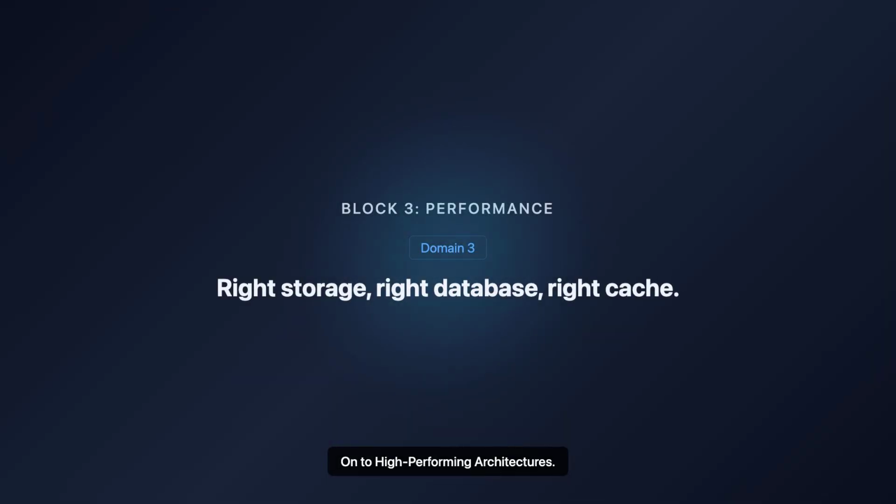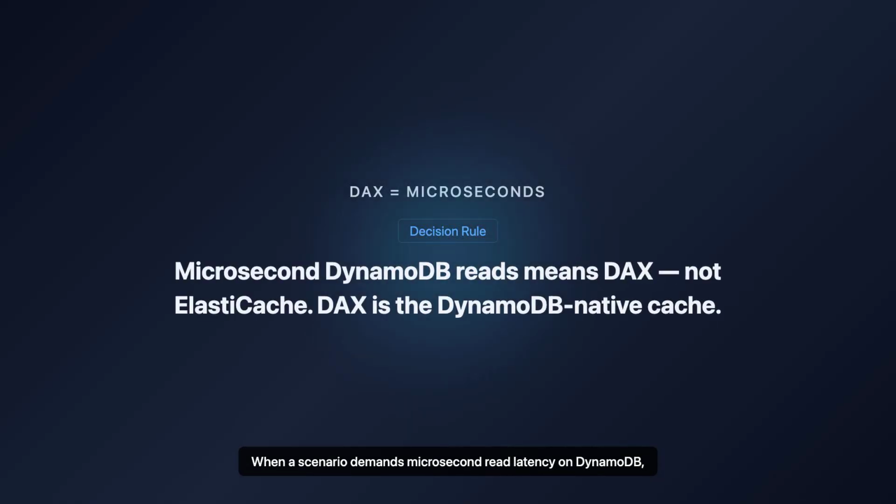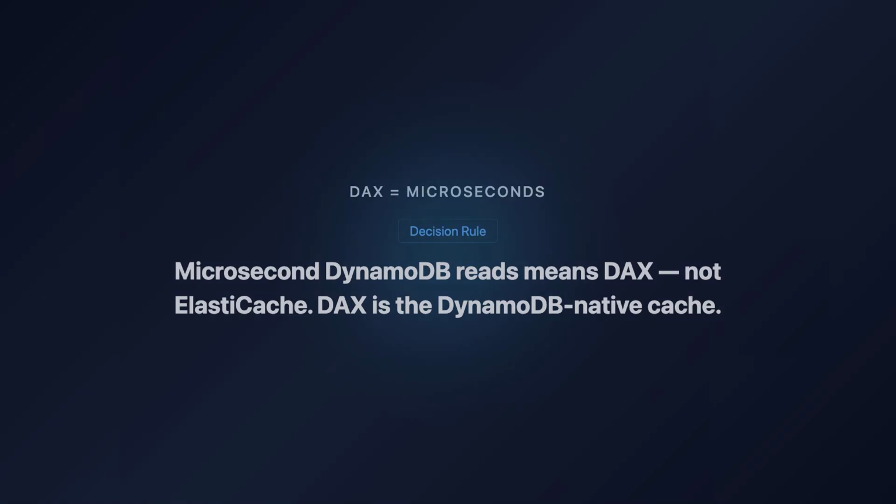On to high-performing architectures. This domain is really one skill repeated, matching the workload to the right storage, the right database, and the right cache. When a scenario demands microsecond read latency on DynamoDB, the answer is DAX, the DynamoDB Accelerator. It's a fully managed write-through cache that takes reads from milliseconds down to microseconds. ElastiCache would technically work, but it's the wrong answer here. DAX is the DynamoDB native cache, and microsecond plus DynamoDB always points to it.